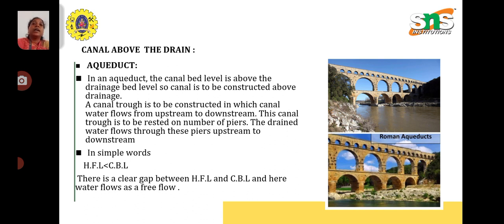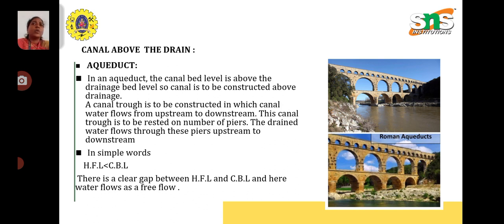As we see in the image, we can see the canal above the drain. The term drain we are using here means the natural streams, that is, the natural stream flowing from the high level of the mountains. They don't have a uniform cross section. We have already seen this in the lecture series.